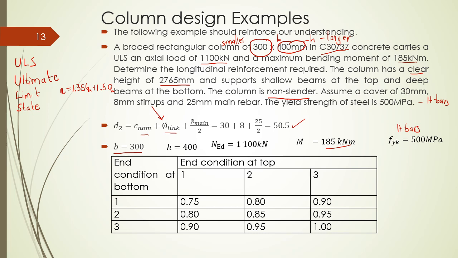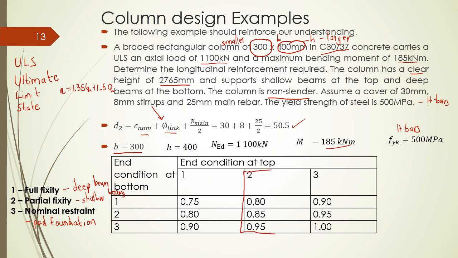You'll need to read off the condition at the top and at the bottom. So we are told at the top it has shallow beams. If we can remember, shallow beams will have partial fixity. So full fixity will have deep beams, partial fixity, shallow beams, and for nominal restraint, you'll have something like a pad foundation. In our case, the condition at the top is that it has shallow beams which offer partial fixity. So we'll come and read off that column.